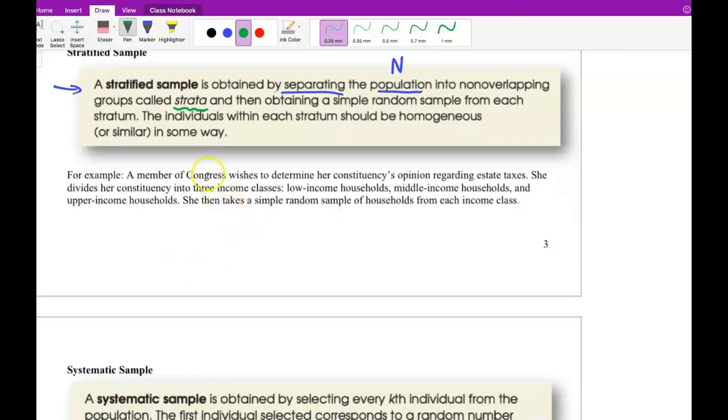For example, a member of Congress wishes to determine opinions regarding taxes. She divides households into how many groups? We have 3 groups. One is low-income households, the other one is middle-income households, and upper income. So we have 3 groups. Then after that, she takes a simple random sample of households from each income class.